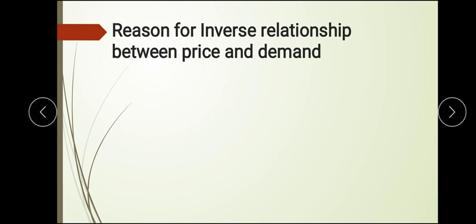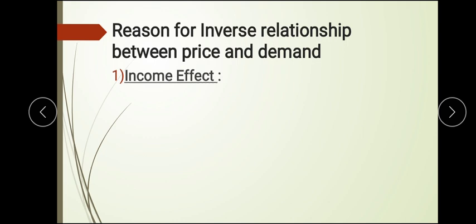It shows the inverse relation. Now, what are the reasons for the inverse relation between price and demand? First is the income effect. Why income effect? We have seen in the factors affecting demand that if the income of a consumer increases, the person will buy more and more of normal goods, the same goods which he is consuming. Because his income rises, he purchases more of particular goods.